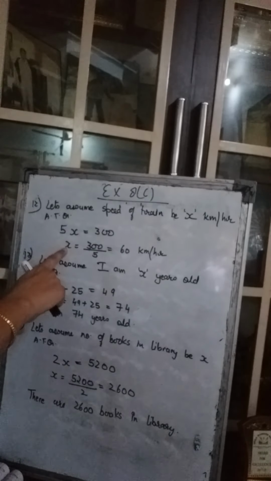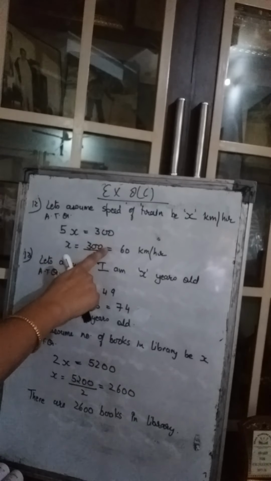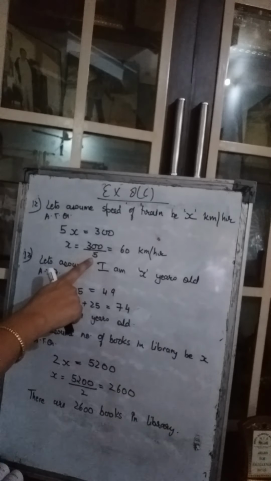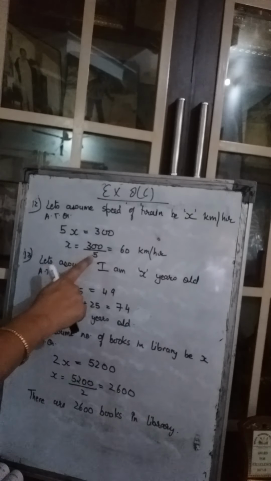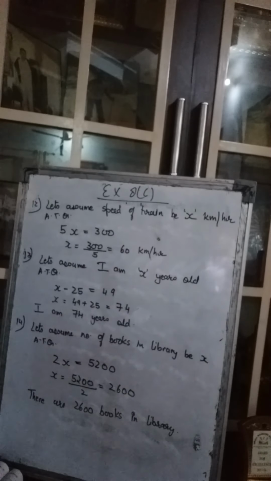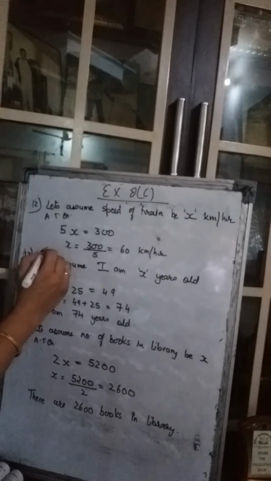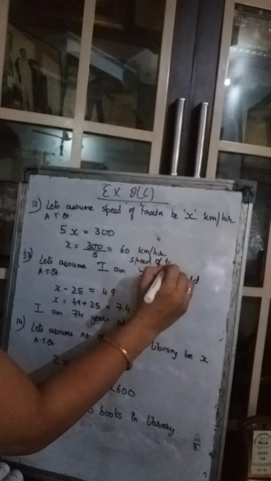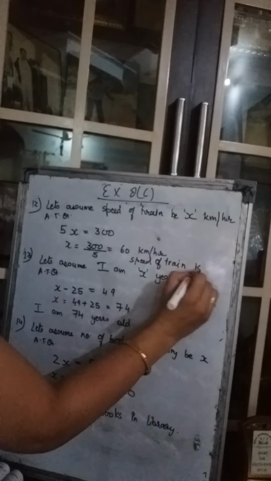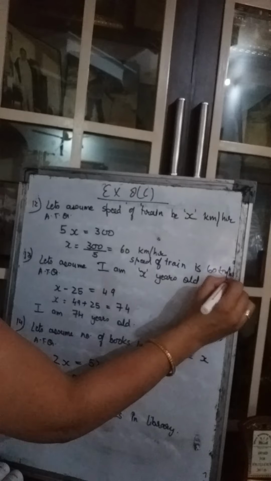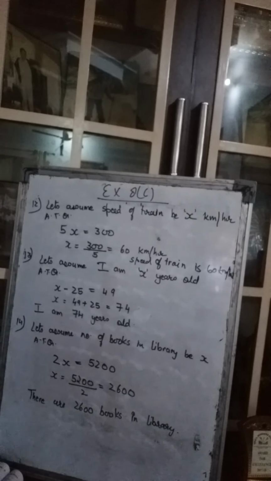Now x is equal to 300 and 5 is getting multiplied here. If we take it on the other side, it will get divided. So when we divide 300 by 5, we get 60. So 60 kilometer per hour. So you will write there, speed of train is how much? 60 kilometer per hour. Right?